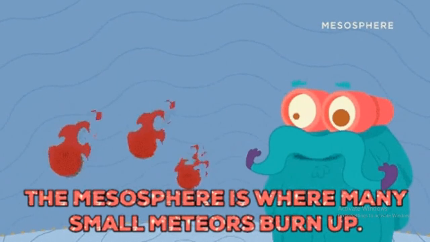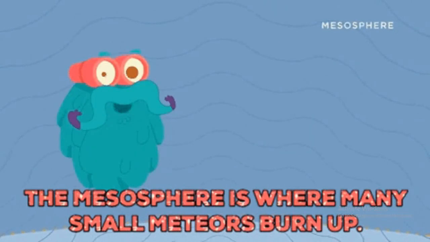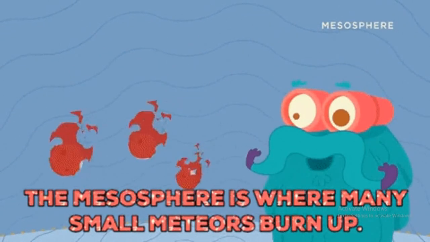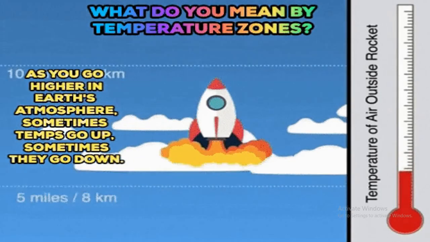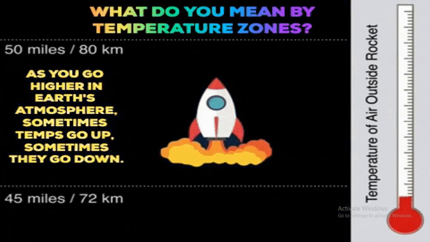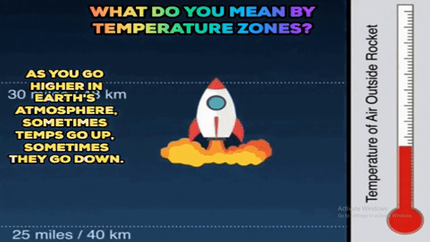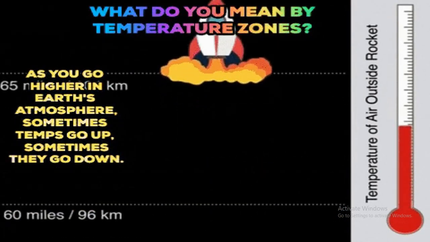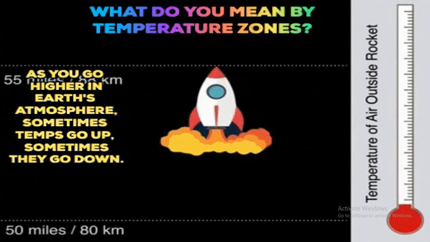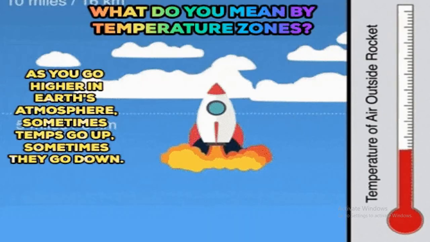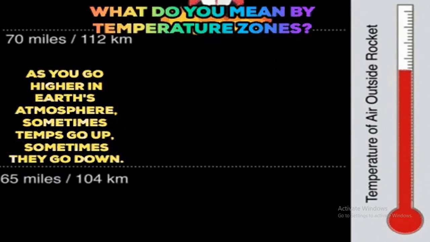Next is mesosphere. Mesosphere is where many small meteors burn out. Well, we'll see what we mean by temperature zones. As you go higher in Earth's atmosphere, sometimes the temperature goes up and sometimes it goes down. It increases or decreases, but most probably it decreases.